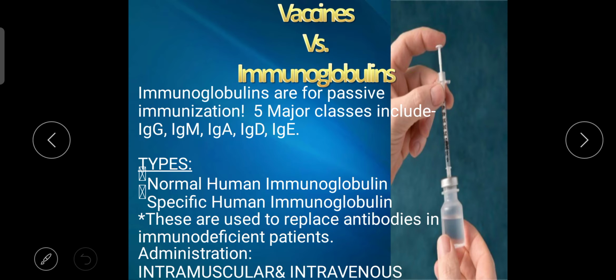There are 2 more types, that is normal human immunoglobulin and specific human immunoglobulins. These are used to replace the antibodies in immunodeficient patients. Immunodeficient patient means whose body is unable to produce immunity. It is administered through intramuscular or intravenous route. Intramuscular means into the muscle, intravenous means into the vein.